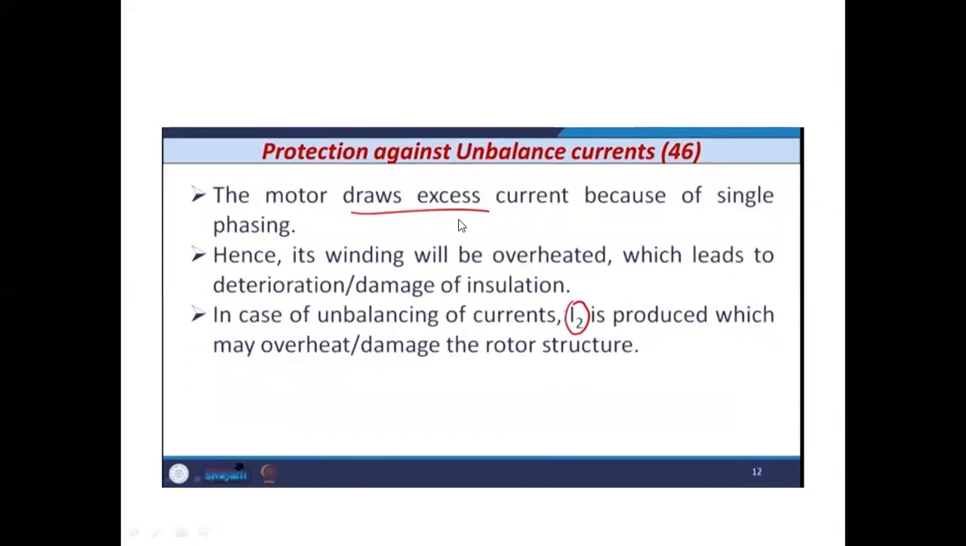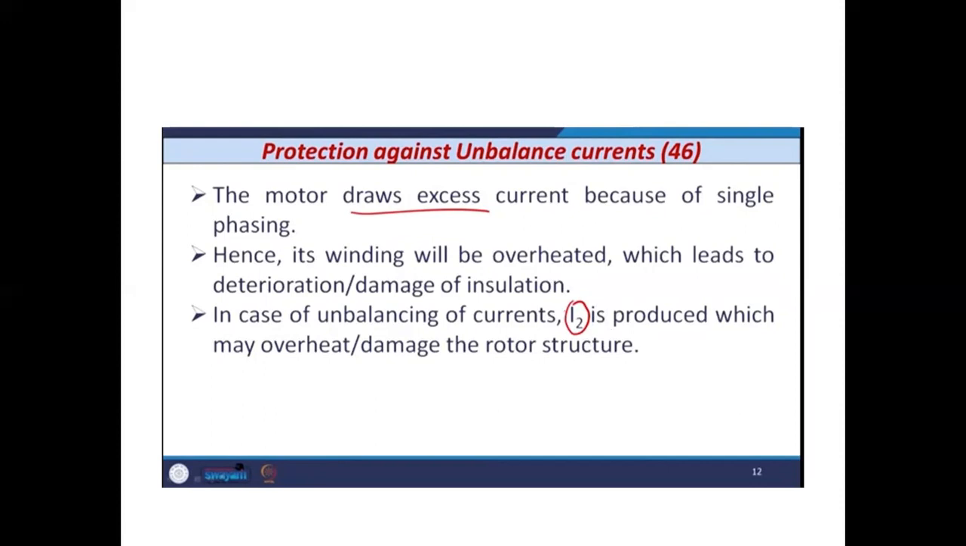This is because in this situation the motor draws very high current because of the single phasing, hence its winding will be overheated, which leads to deterioration of insulation, or in the worst cases damage of the insulation will occur. In case of unbalanced current, negative sequence current, that is I2, is produced, which may overheat or damage the rotor structure.